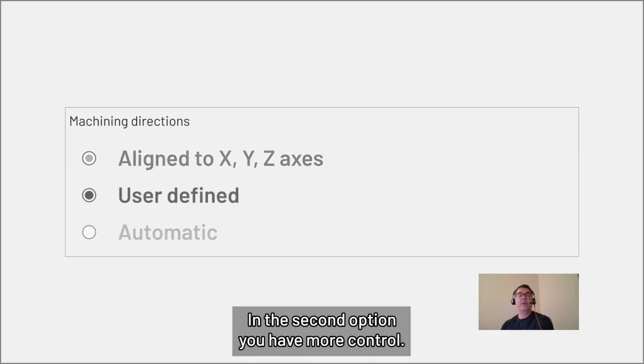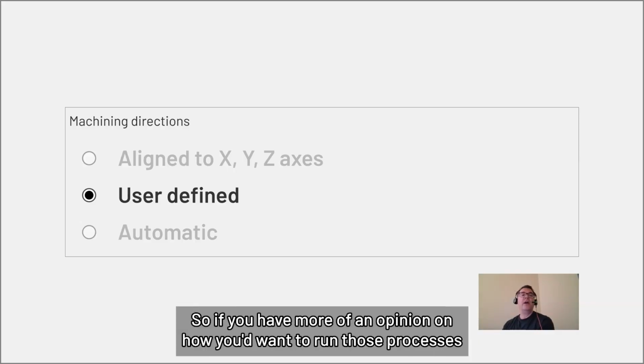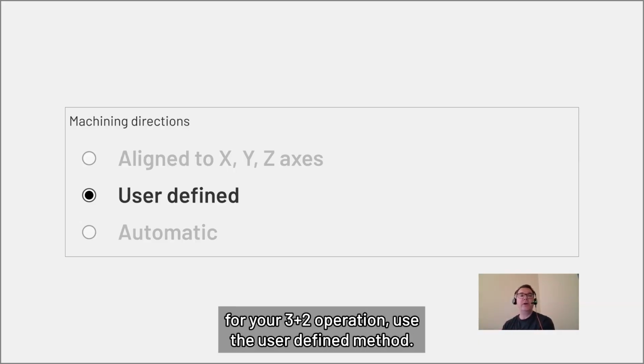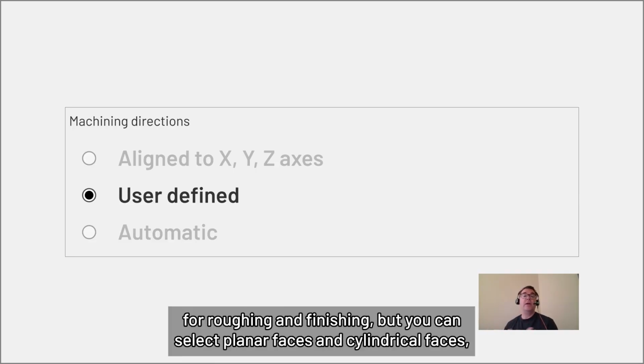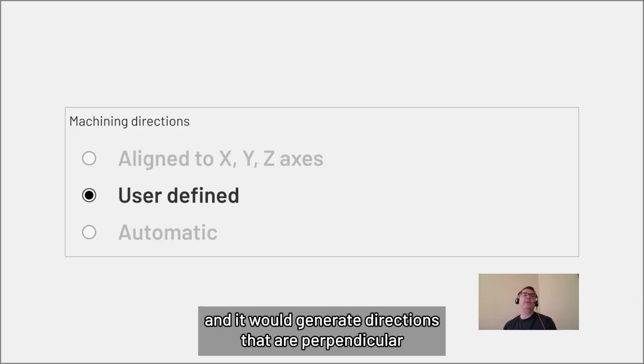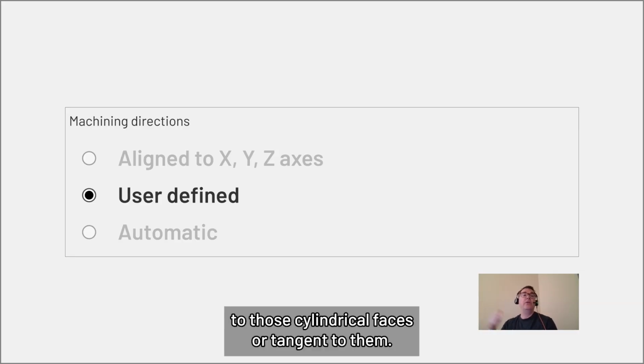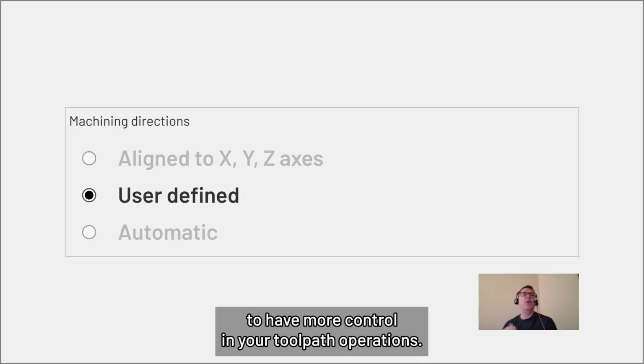In the second option, you have more control. So if you have more of an opinion on how you'd want to run those processes for your 3+2 operation, use the user-defined method. And that allows you to select not only different directions for roughing and finishing, but you can select planar faces and cylindrical faces, and it would generate directions that are perpendicular to those cylindrical faces or tangent to them. And that's a great solution for when you need to have more control in your toolpath operations.